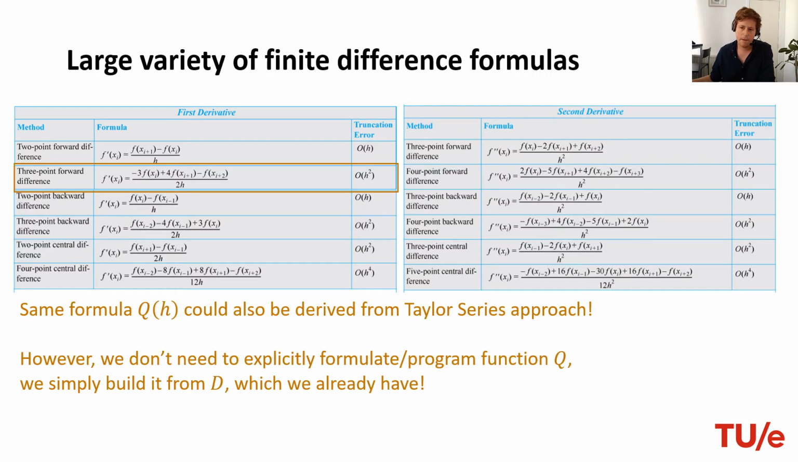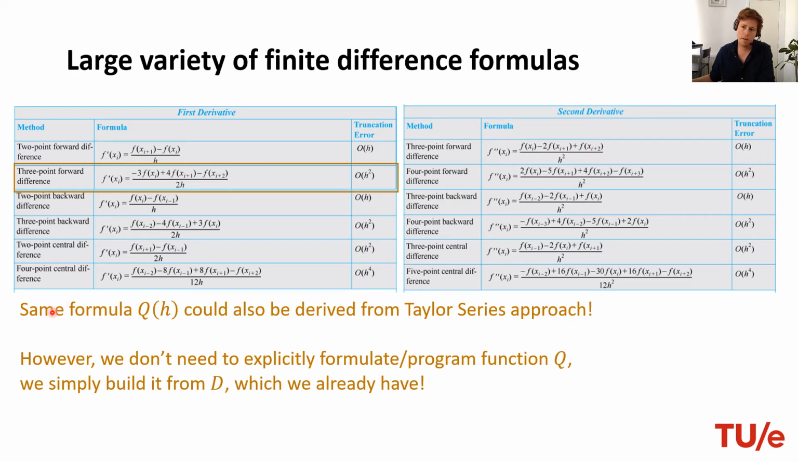Now, if we take a brief step back and look at one of the overview slides from one of the previous sections, we see that this formula Q of h, which we derived in the previous slide using Richardson extrapolation, could also have been derived from a Taylor series approach. So this is a 3-point forward difference scheme derived from a Taylor series approach. It's also derived explicitly in your textbook if you're interested, and it's exactly the same finite difference scheme that pops out.